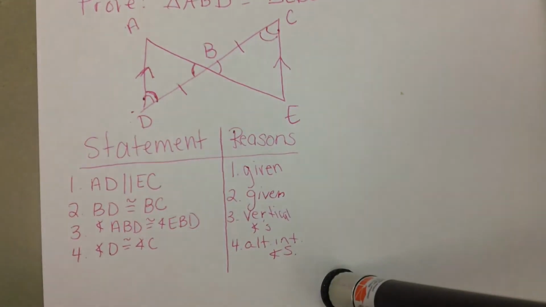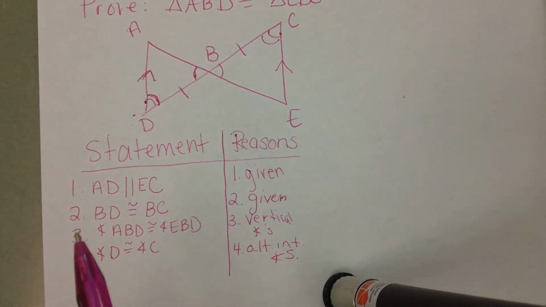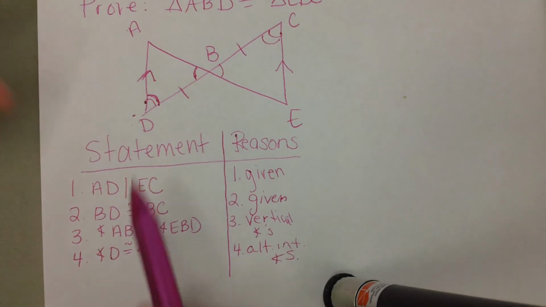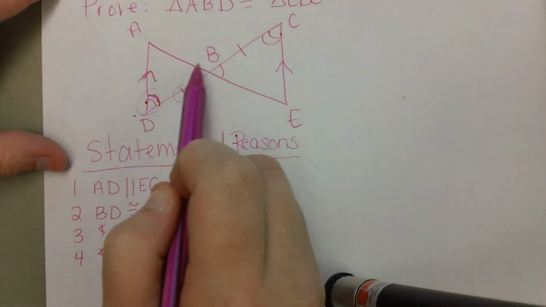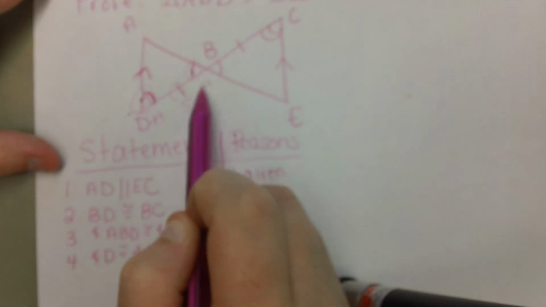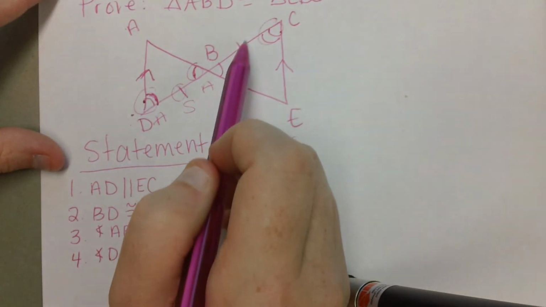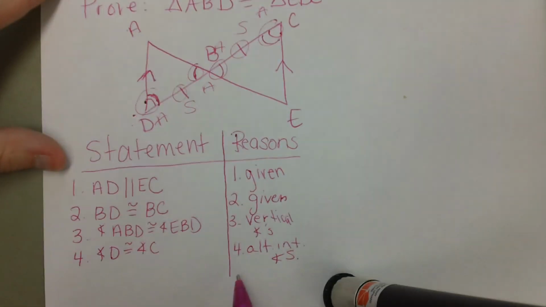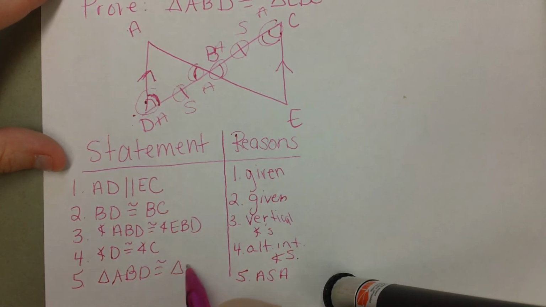So now, do we have enough information? You have to have three parts. You either have three sides congruent, or side-angle-side, which is two sides and an angle, or angle-side-angle, which is your side in between two congruent angles, or angle-angle-side. So let's just name them. Here's an angle, here's a side, here's an angle. So I'm going to write angle, side, angle. Over here I have an angle, a side, and an angle, so they match up. These two triangles are congruent by angle-side-angle. So now you just say triangle ABD is congruent to triangle EBC.